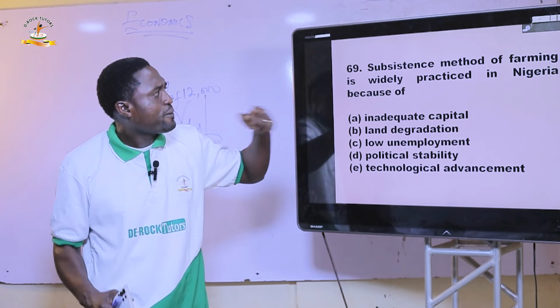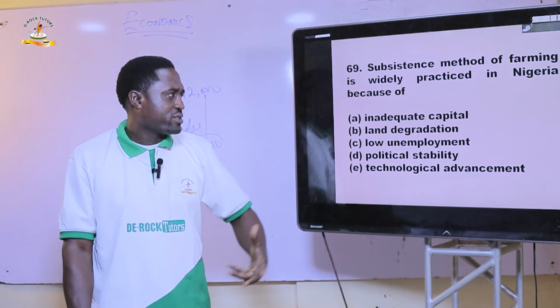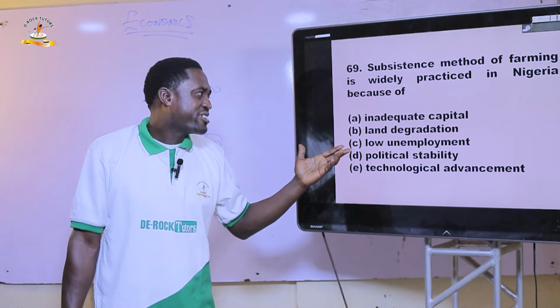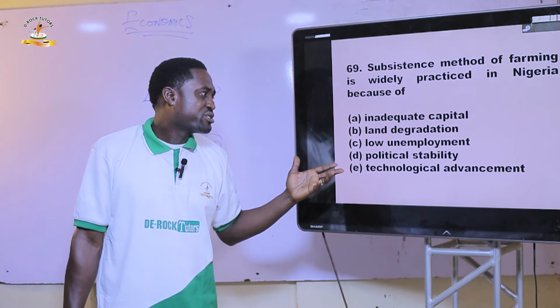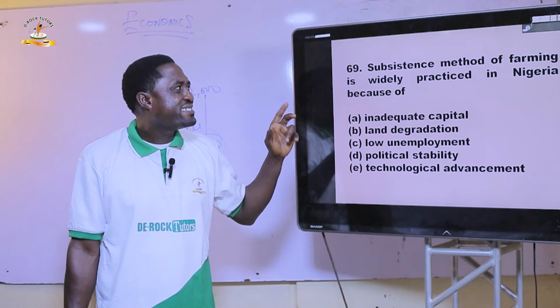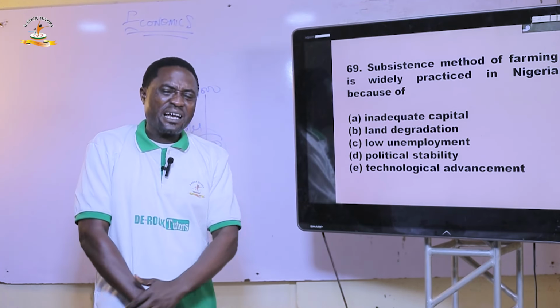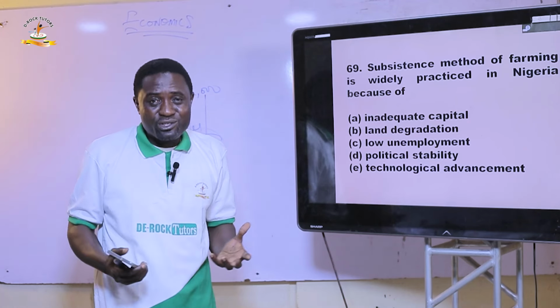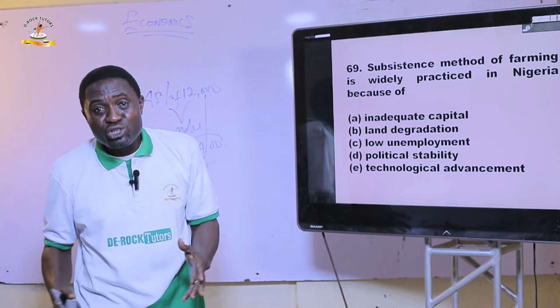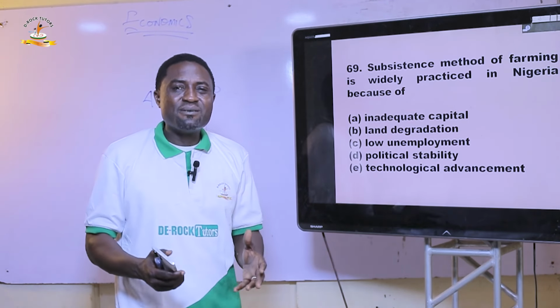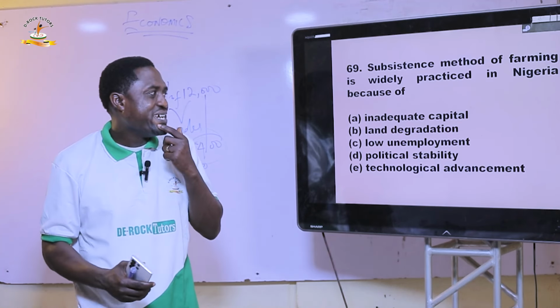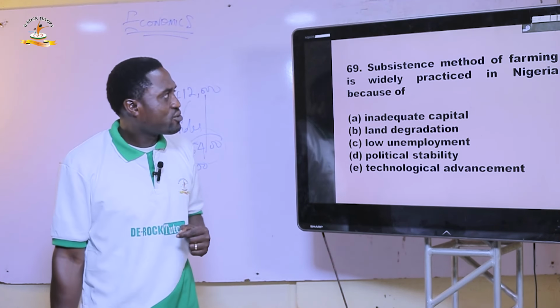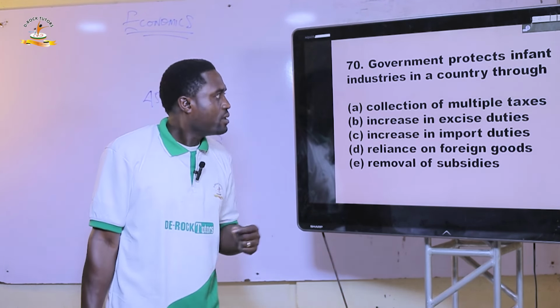So subsistence method of farming is widely practiced because of what? Either capital, land degradation, low unemployment, political stability, technological advancement. It is as a result of inadequate capital. People cannot afford much, and that's why they say, okay, let me just start small. It is simply because of inadequate capital. The next question, 70.